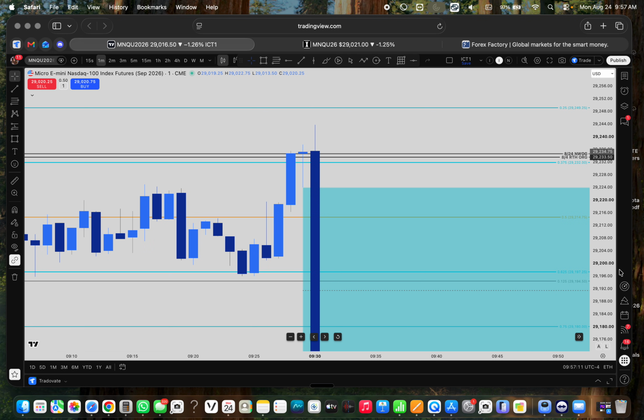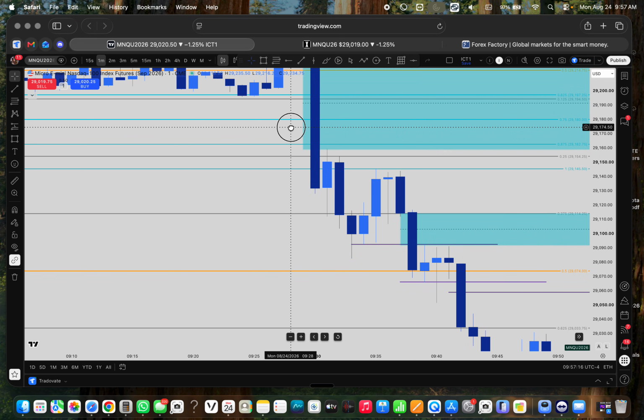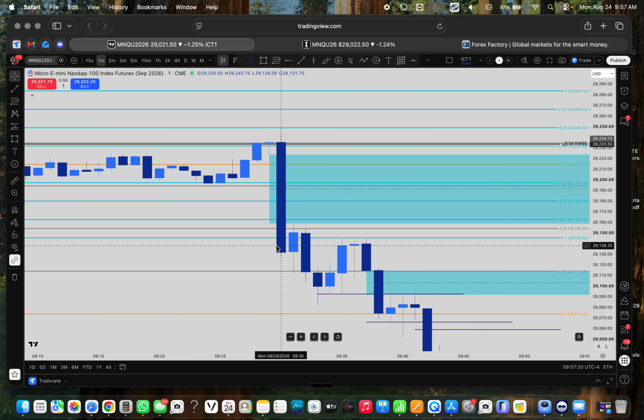I could have measured that. But then again, there was such a huge move. This 930 candle was so large, so I kind of used that and decided this is going to be an inefficiency, right? Because it's such a large candle. There's a gap here between the 929 candle and the 931 candle.